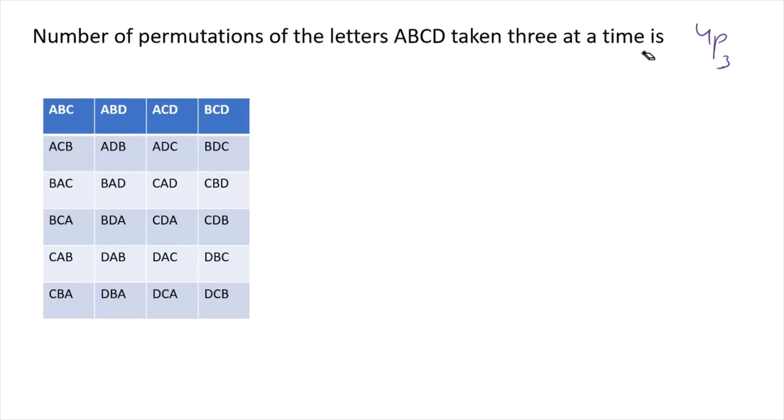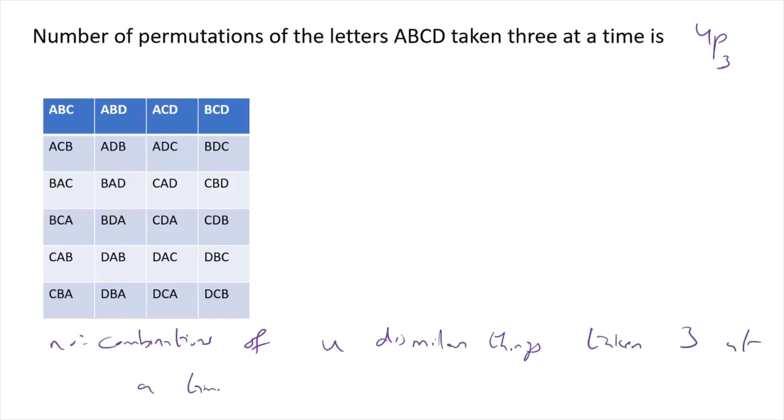The number of permutations of the letters of the word ABCD taken 3 at a time is 4P3, and I have listed all the 4P3 elements. Now let me ask you this question. Number of combinations of four dissimilar things taken 3 at a time is 4 choose 3.